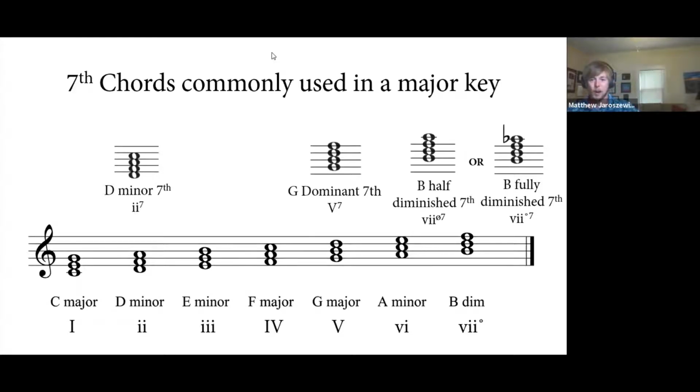So, triads built on all 7 notes of the scale, diatonic 7th chords built on scale degree 2, scale degree 5, and scale degree 7. And then we also have this fully diminished 7th chord, not diatonic, built on the scale degree 7.